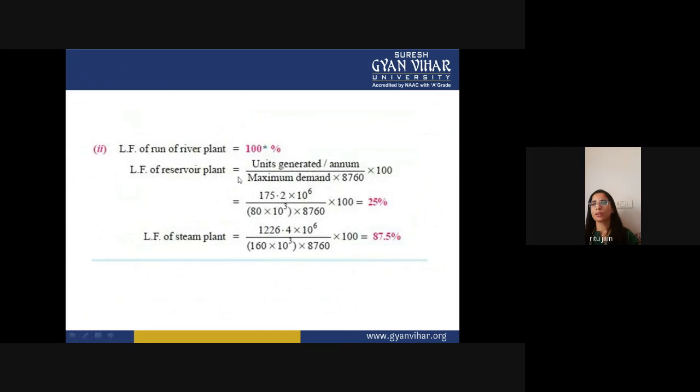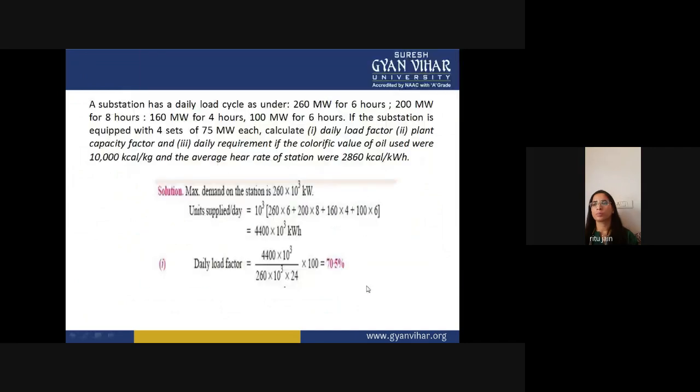Now the load factor of the reservoir plant is units generated divided by maximum demand into 8760. This is your 25%, and the steam plant load factor is 87.5%. So you can compare these three plants and their load factors. Maximum load factor is for the run-off river plant. After that is the 25% for the reservoir plant, and the load factor of the steam plant is 87.5%.